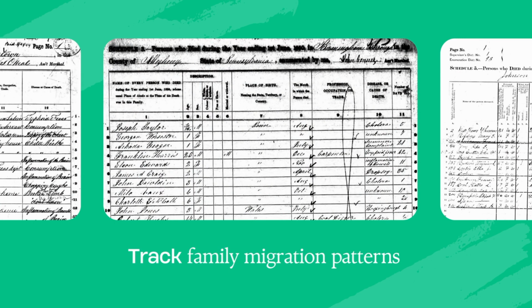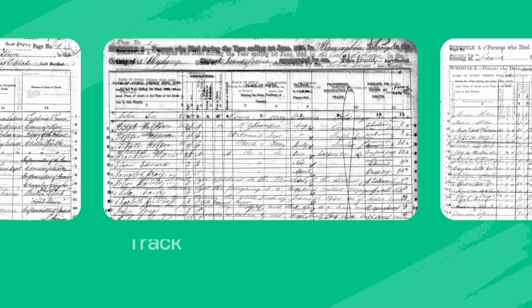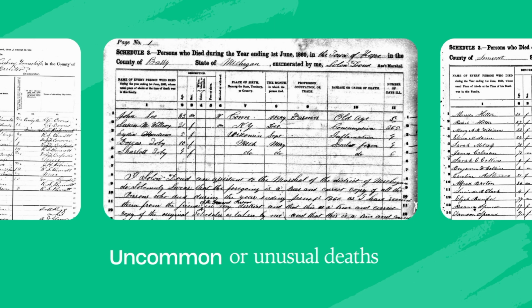Mortality schedules can also help track family migration patterns. By noting the location of death and comparing it with previous or subsequent census records, you can gain a better understanding of how families moved and settled over time. The record might even tell you how long your ancestor had been living in the area, helping you solidify a timeline for them.